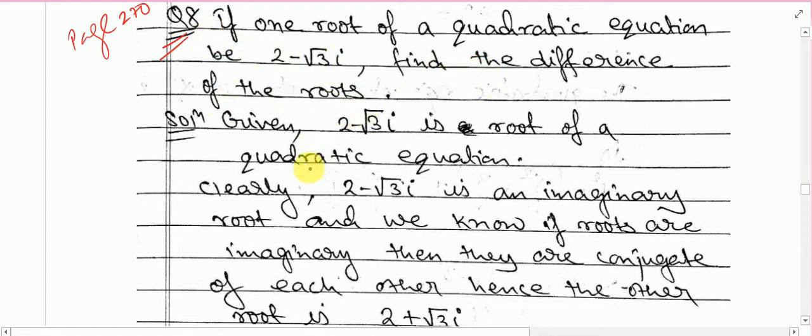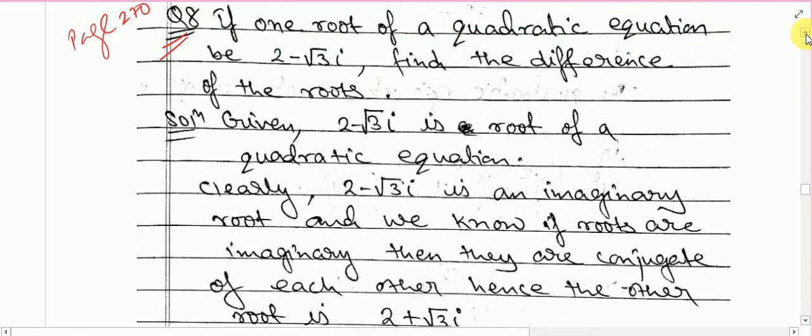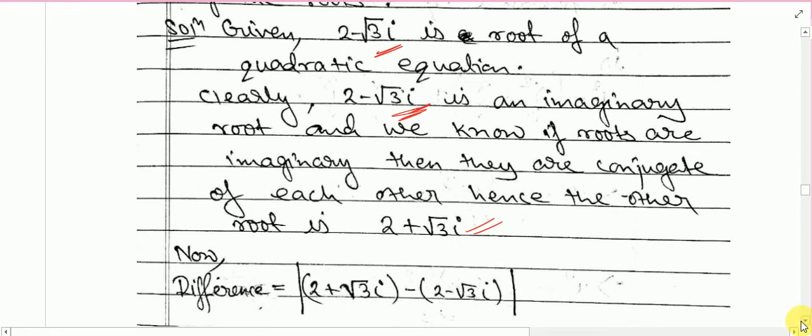You will write down this question and then you will write here, this is given to us, but you know that this is imaginary, therefore the other root will be the conjugate of this, meaning it will be 2 plus root 3i. Clear? So here I have already written that clearly 2 minus root 3i is an imaginary root, and we know if roots are imaginary then they are conjugate of each other, hence the other root will be 2 plus root 3i. Now we have to find the difference of the roots.